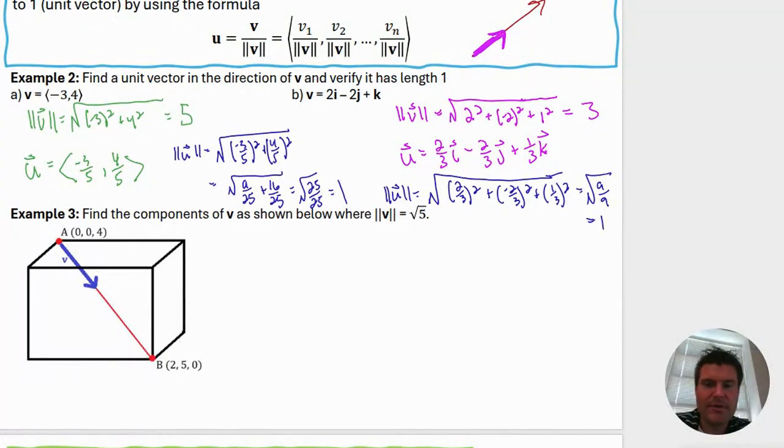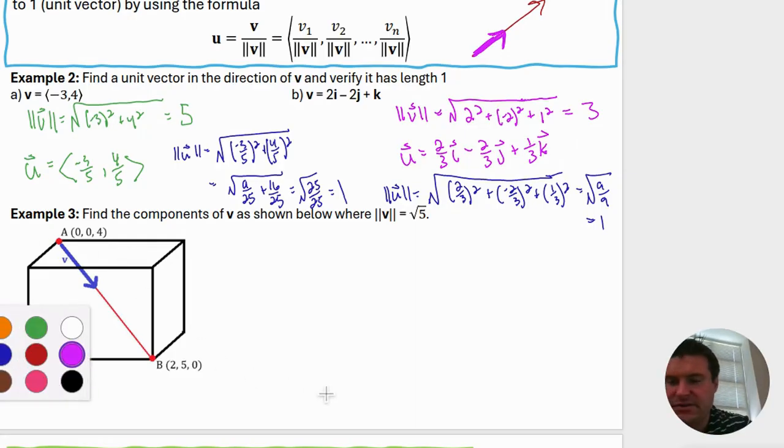For this next problem, we're going to go ahead and find the components of v as shown below. So we do have points. This is in 3 space, by the way. We do have this, I don't want to say it's a cube, but a box. Maybe not all the sides are equal. So it gives us points, which is great. So we can actually find what, I'll color code this as well, we can actually find what AB is. The vector AB.